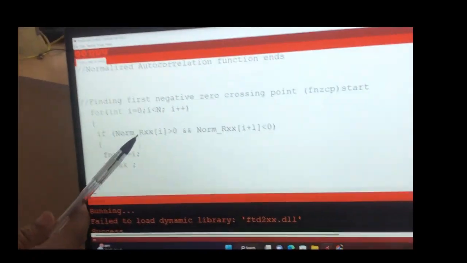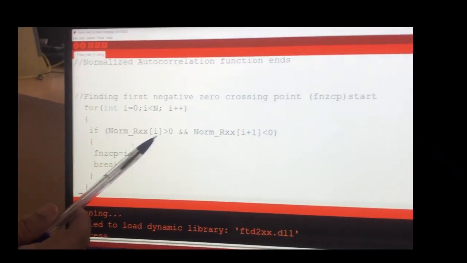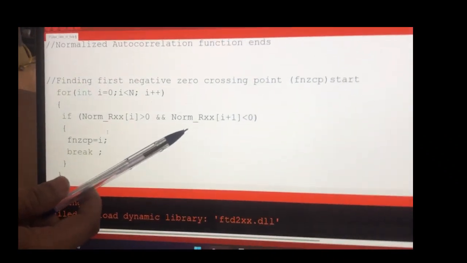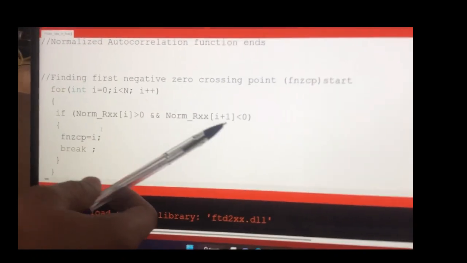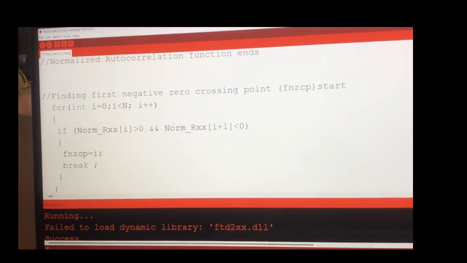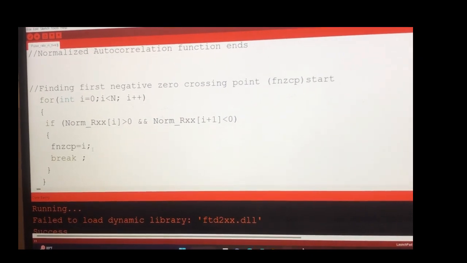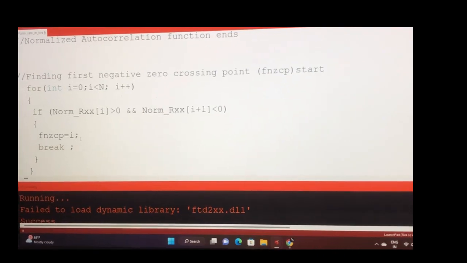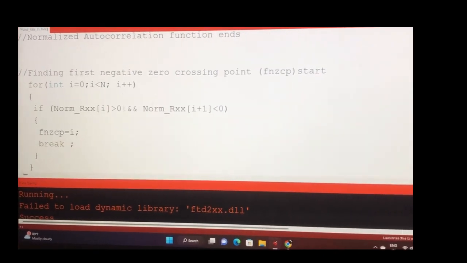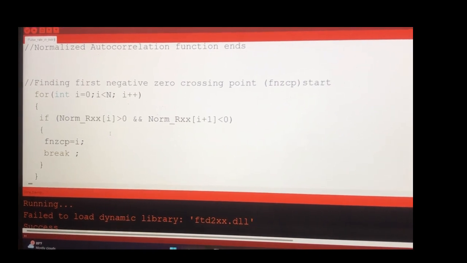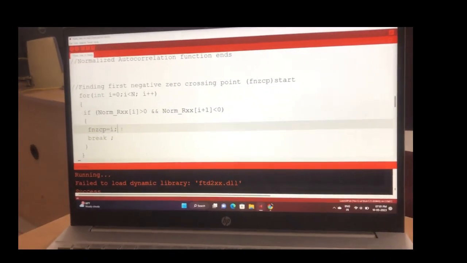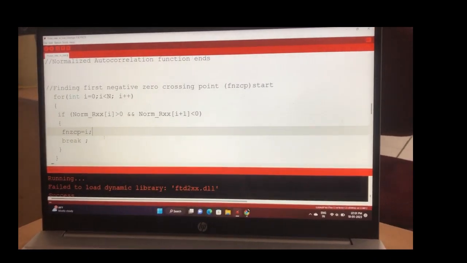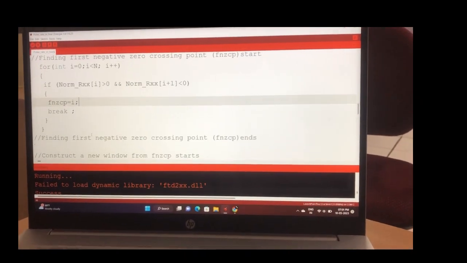That is what we have done here in this coding. The normalized value of I, the sample of I, is greater than 0, and the normalized value of I plus 1 is less than 0. This is a very simple way to identify the first zero crossing point. The previous value is greater than 0 and the next value is less than 0, which means between these two samples a zero crossing occurs. We take that index I as the sample value. At that sample only the negative zero crossing occurs. From that sample we go for the next window to find the next peak.